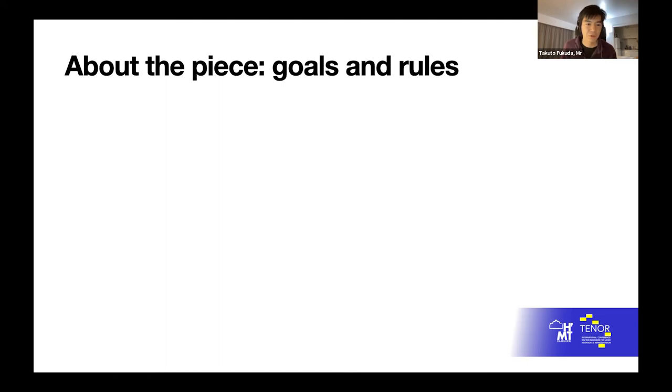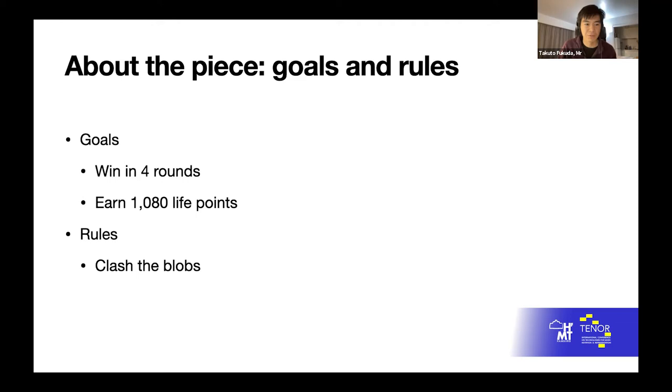So I explain the goals and rules of the gamified composition. The players compete with each other in four rounds of the game. One grand winner is identified at the end of the game. To be the grand winner, a player must win the most rounds. Players must earn 1,080 life points faster than other players to win each of the four rounds. They crush their avatars with blobs moving continually from left to right on the screen score to earn life points. The players begin the game with 540 life points.